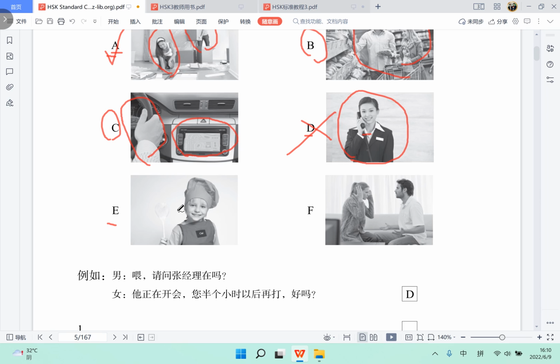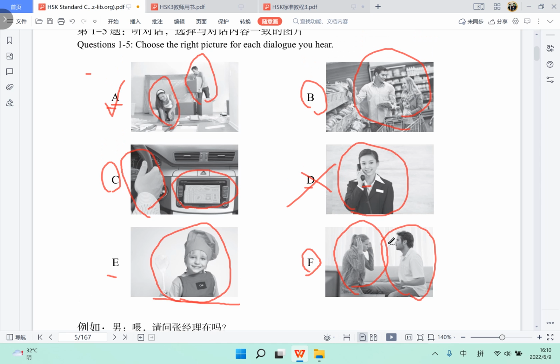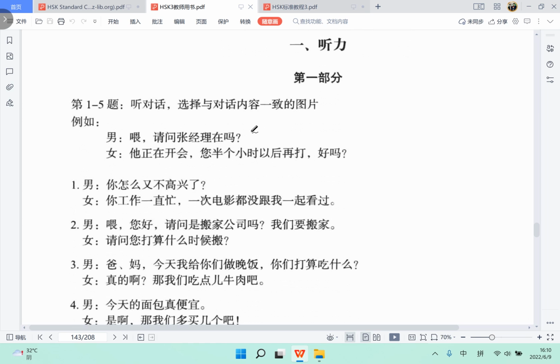And E, maybe 儿子, son, and 做饭, looks like he's going to cook. And F, maybe husband and wife, 丈夫和妻子, and they are unhappy with each other, so 不高兴, 不开心. So we can check what happened to them, maybe listen. Okay, let's check the script of the conversation.